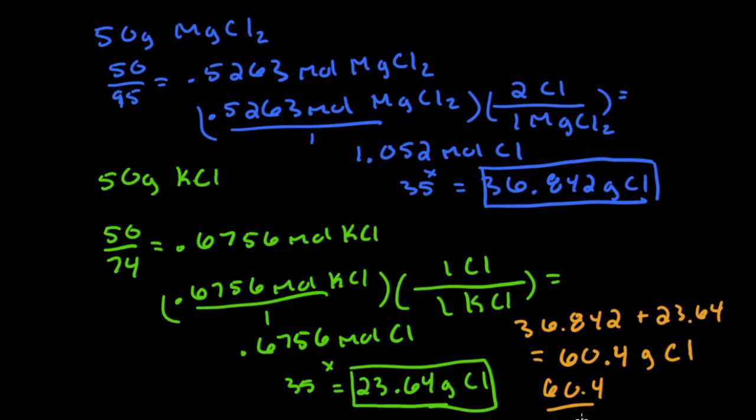If I have 60.4 grams of Cl divided by the total grams of this entire sample, which would be 50 here and 50 here, so 100 grams, times 100, that's going to be 60.4 percent. So this would be the percent of Cl in this mixture. And notice that this number is the same percentage that we got earlier. And so that's how you're going to find the percent composition of different mixtures that have ionic bonds.